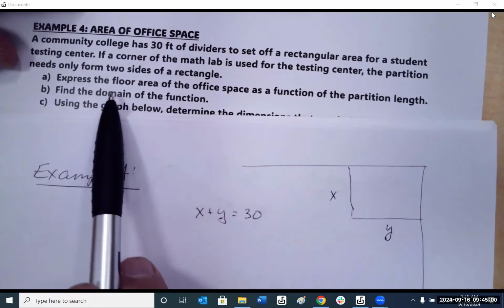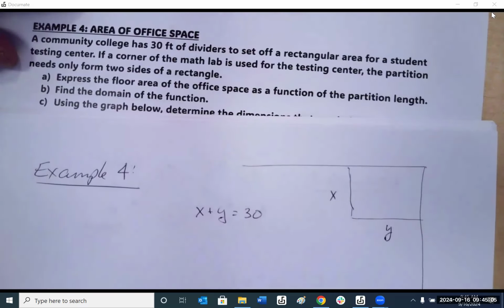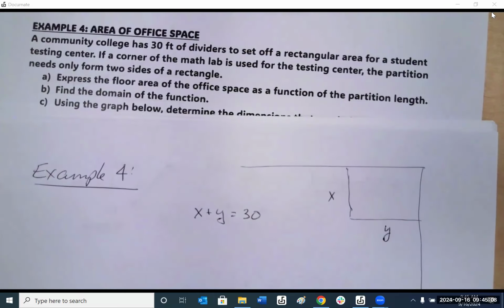So express the floor area of the office space as a function of the partition length. How would we do that?